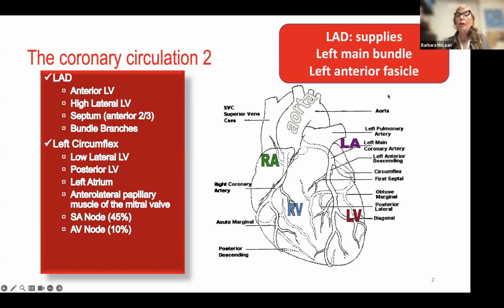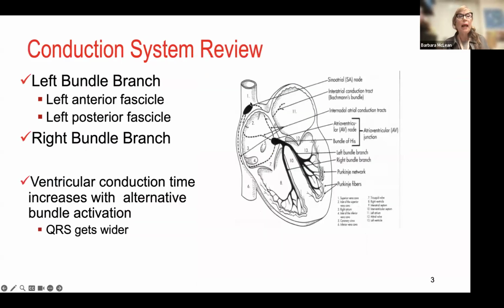Just to remind you about the coronary circulation, the left anterior descending coronary artery supplies the left main bundle, the main electrical bundle, before bifurcation to the anterior fascicle and the posterior fascicle. LAD supplies the left main bundle and the left anterior fascicle. The posterior circulation, which typically is two methods of circulation, the RCA and the left circumflex, supplies the posterior division of the left bundle branch.